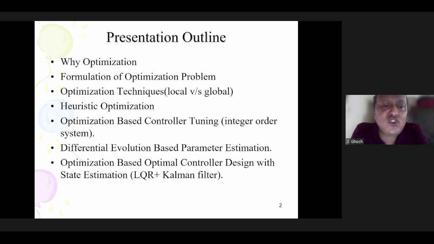And then finally, I will be discussing the design of optimal controller along with state estimation using optimization techniques. So mind you, my focus will be more towards the application of optimization for solving electrical engineering problems than on the actual optimization techniques, right?